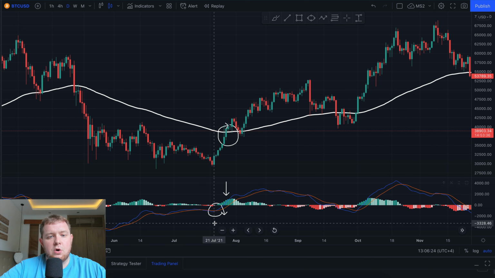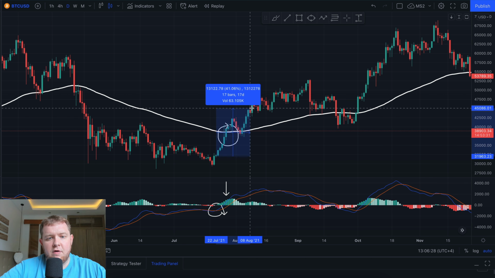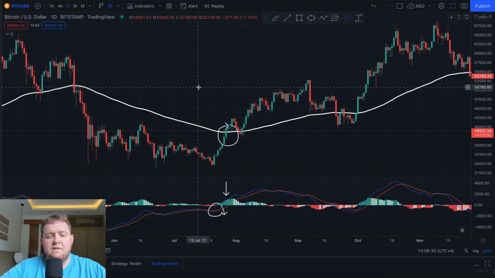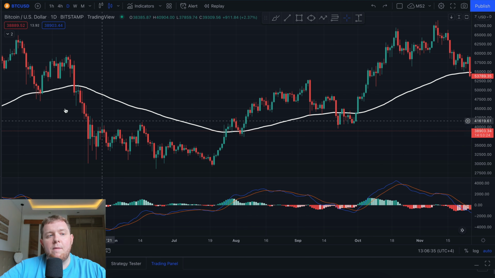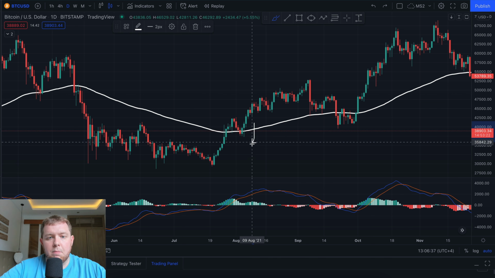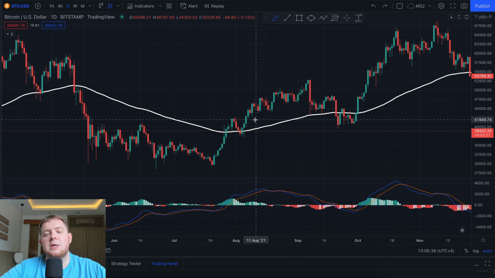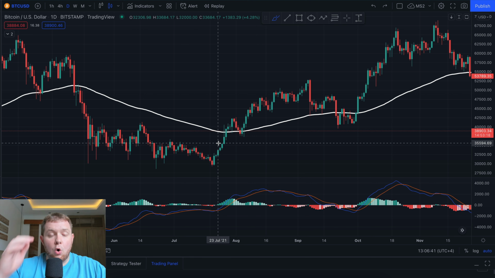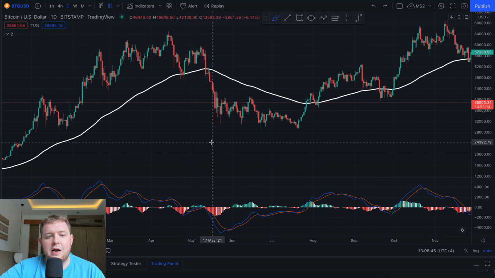However, had you entered on the MACD cross right here, you could have in fact made, rather than 23% profit, around about a 50% profit. So you can see it definitely does help if you are looking at that. However, if you are entering long positions below this 100 MA mark, it's definitely a more risky trade as the overall momentum is downwards. Let's take a look at another example and a short position.